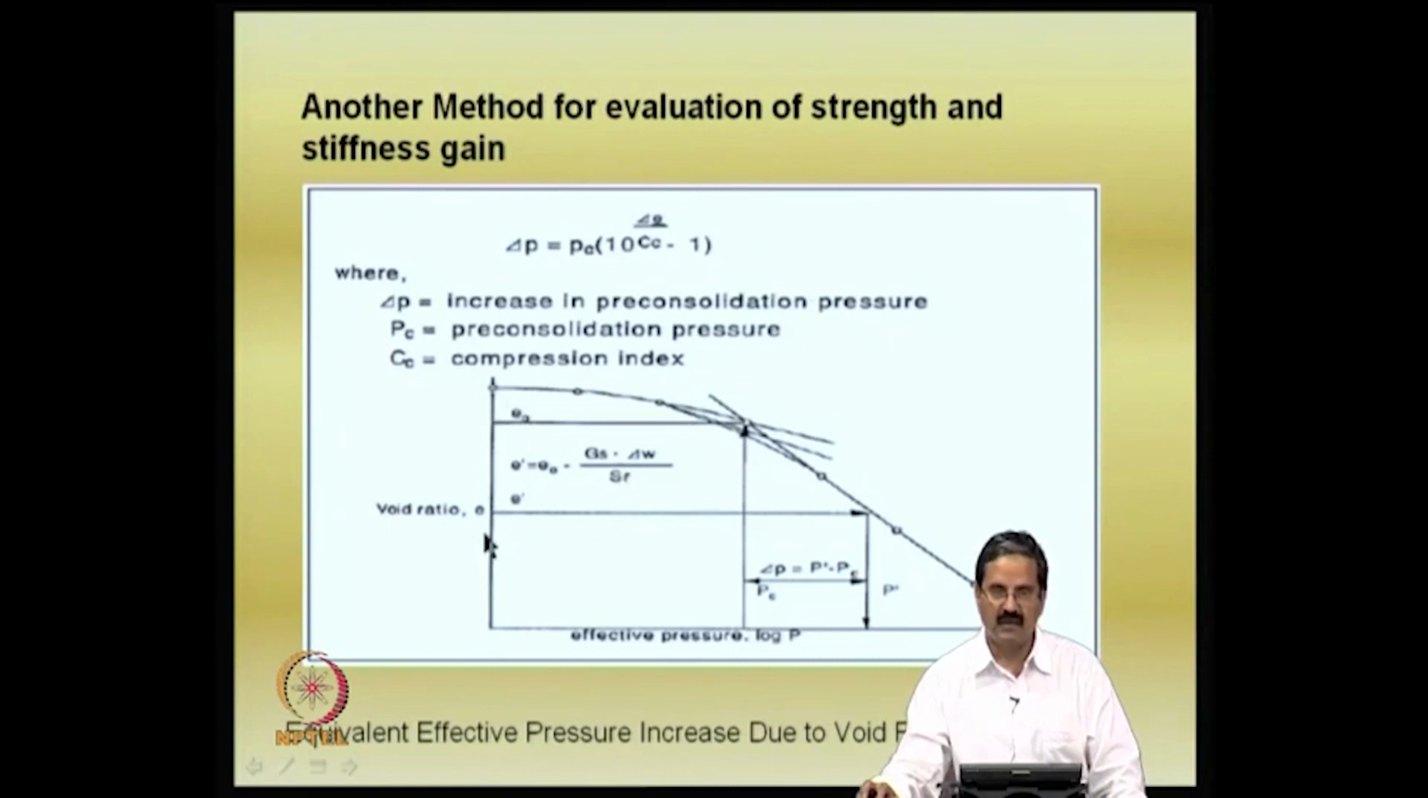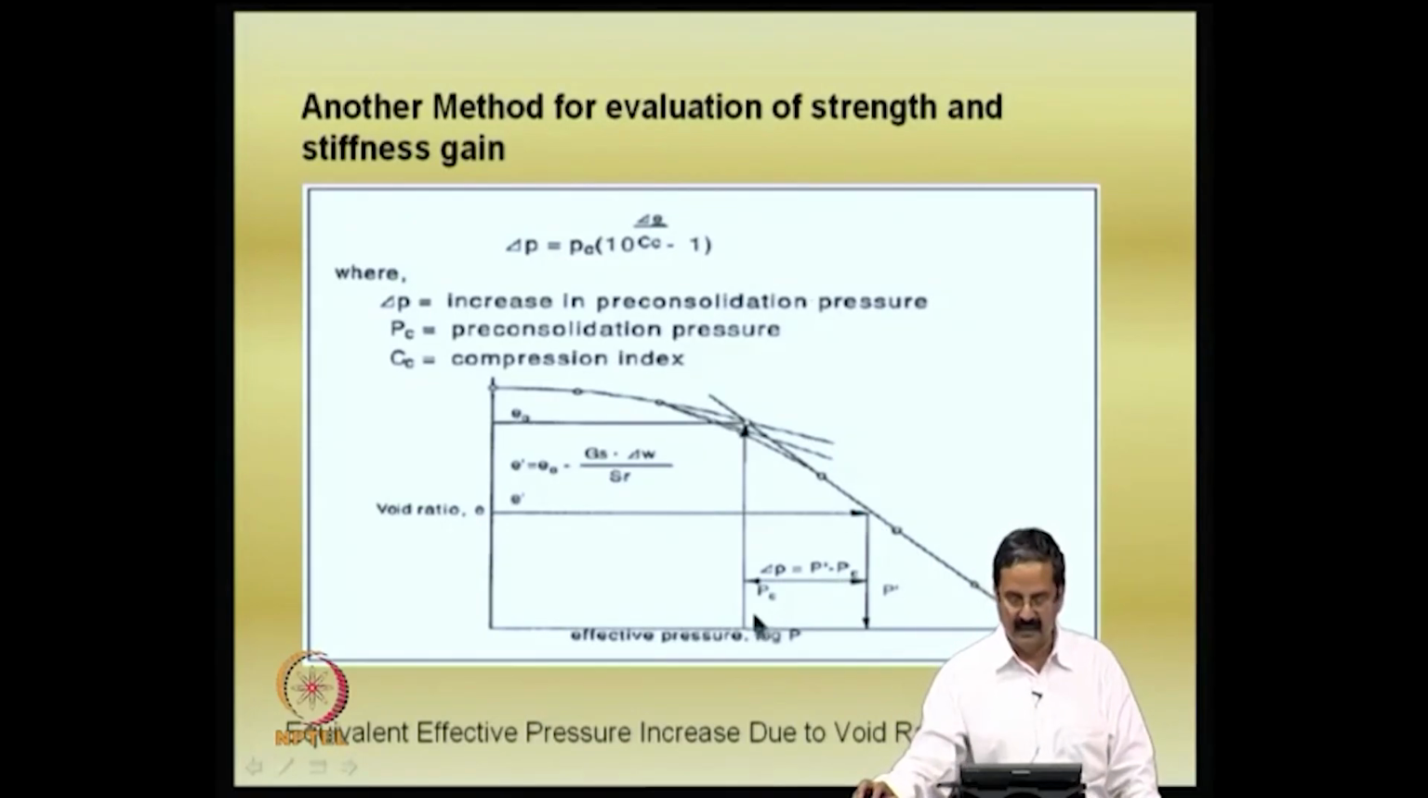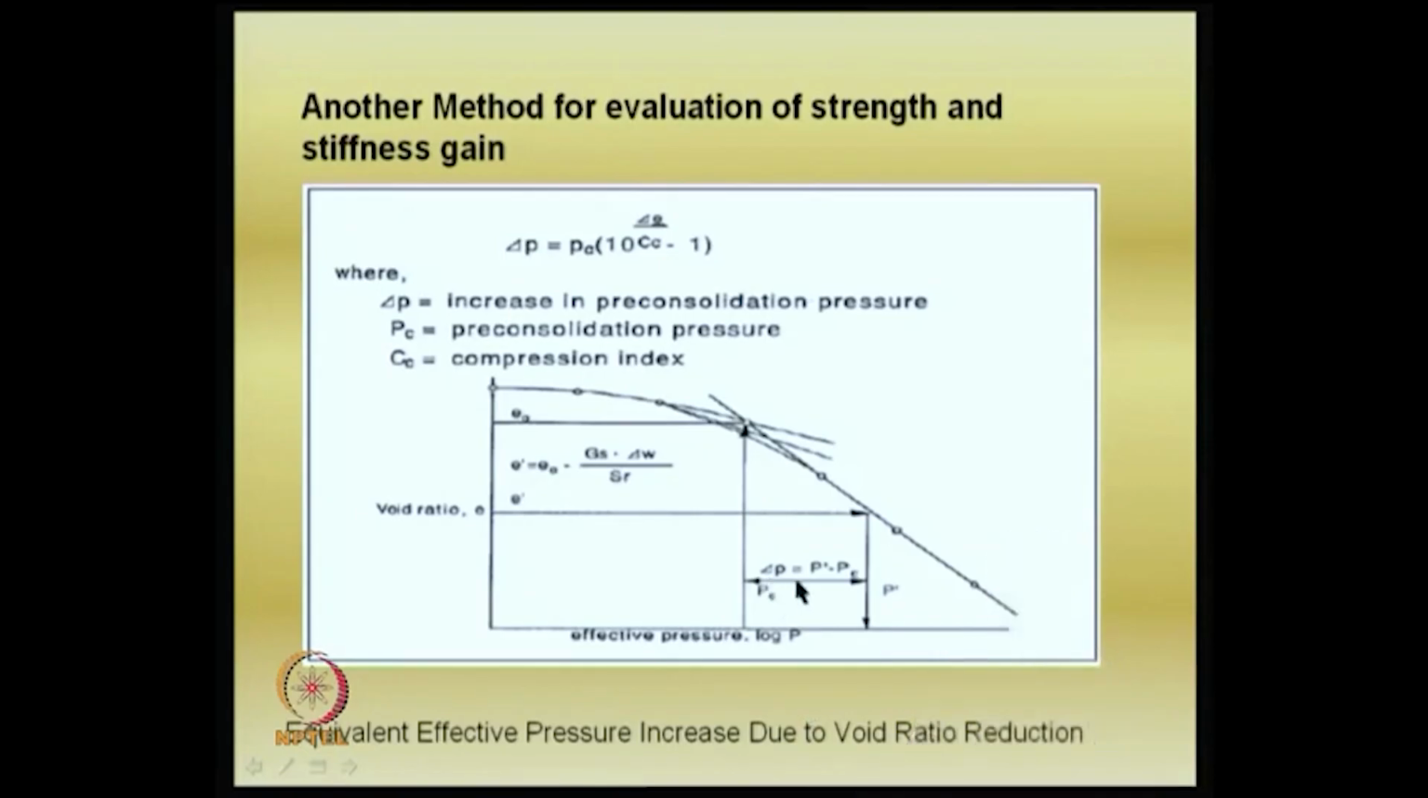So, as per the void ratio, you have an improved P. Earlier it was Pc, and now you have added load. The load has increased from this to this. That is what it means. So, delta P is called the equivalent effective pressure increase due to void ratio reduction, and delta P is this P dash minus Pc. So, this is one thing.